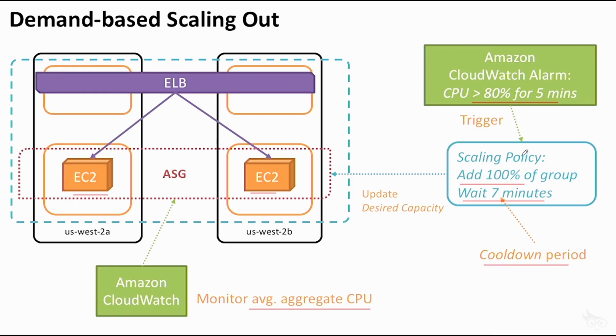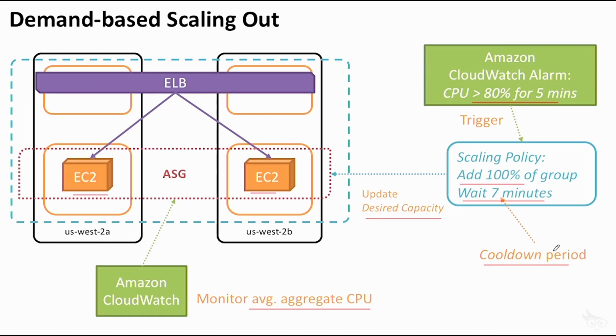Now, the scaling policy, whether it's a scaling policy or a scheduled action, no matter how it's triggered, ultimately what that does is to update the setting on the auto-scaling group that we call the desired capacity. That is, how many instances do we want running right now? So again, our scaling policy in this example is going to add 100% of the group and then wait 7 minutes. So this 7 minutes is an important step.